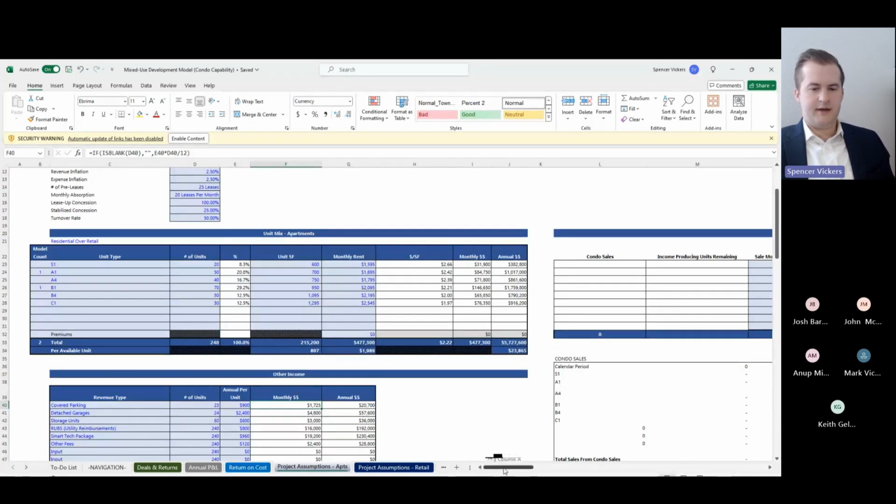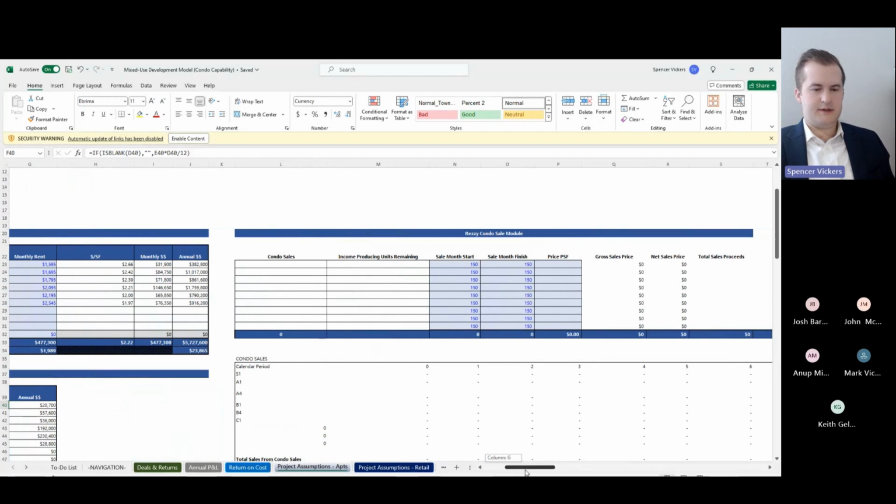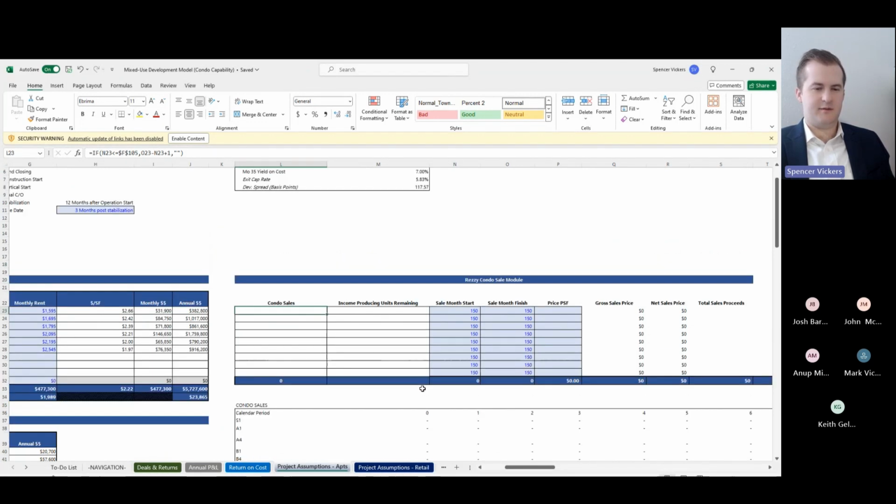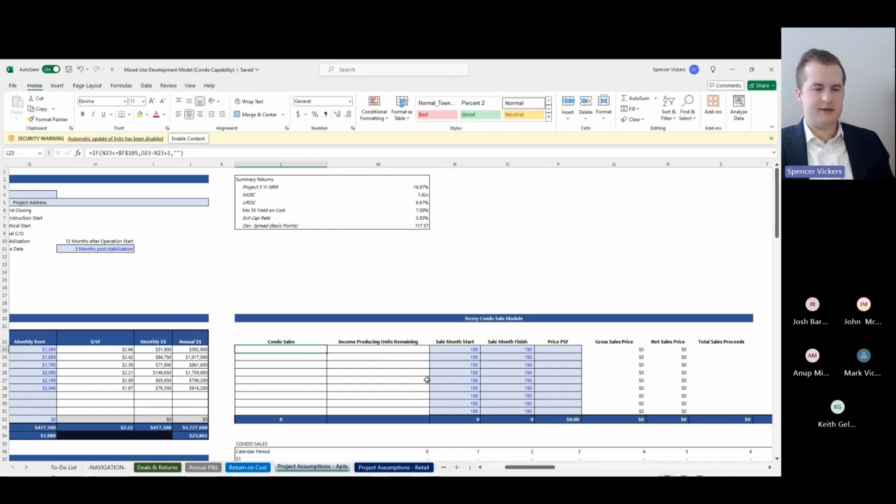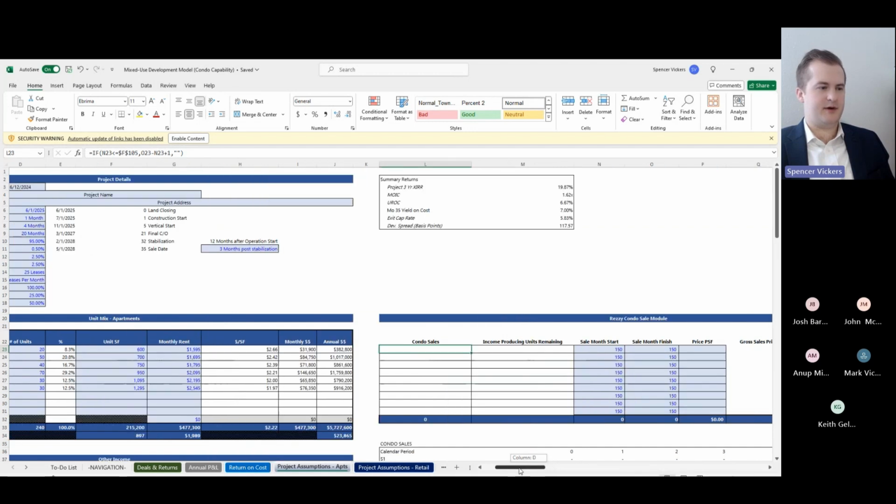Over here to the right, I've included a condo sales module. I won't get into the particulars of how this one functions. It's a pretty niche circumstance, when people are looking at a condo sale scenario. So if you are interested in the condo sale functionality, always happy to talk about it at another time. It's also included in the instructional sheet that I'll include with this model.